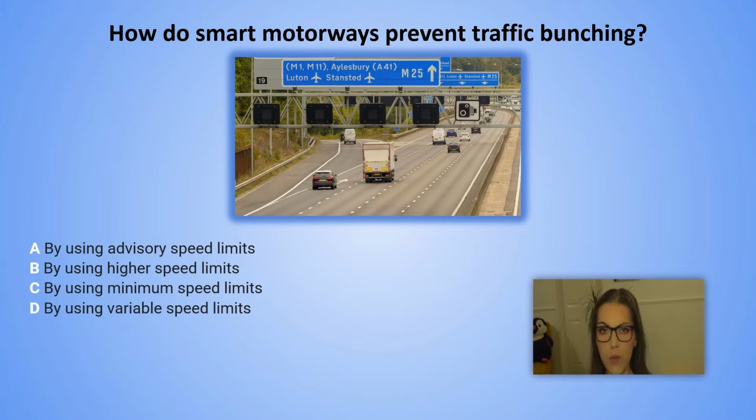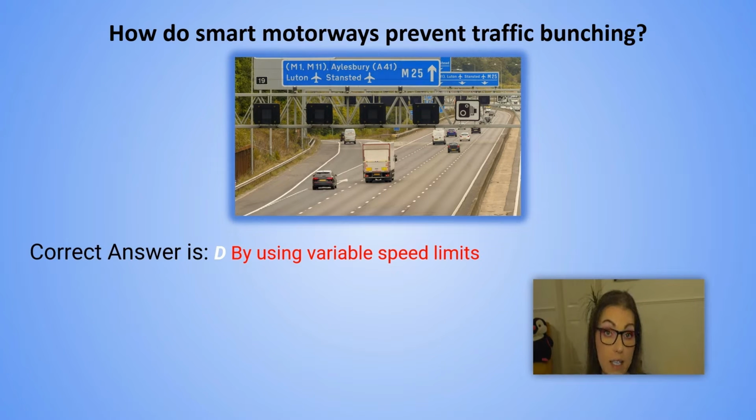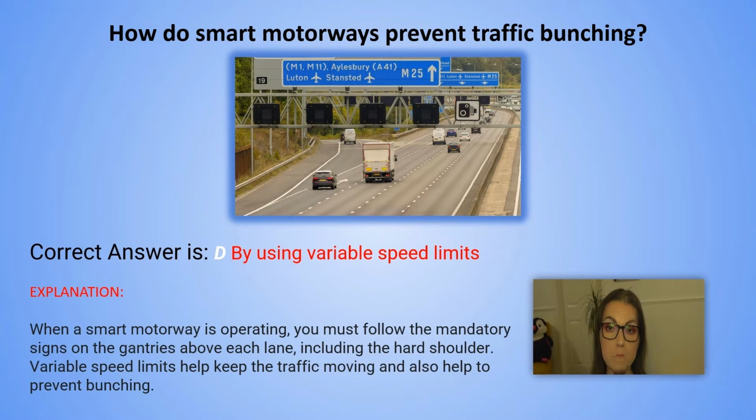Let's start the countdown. 5, 4, 3, 2, 1. And the correct answer is D. By using variable speed limits. Explanation. When a smart motorway is operating, you must follow the mandatory signs on the gantries above each lane, including the hard shoulder. Variable speed limits help keep the traffic moving and also help to prevent bunching.